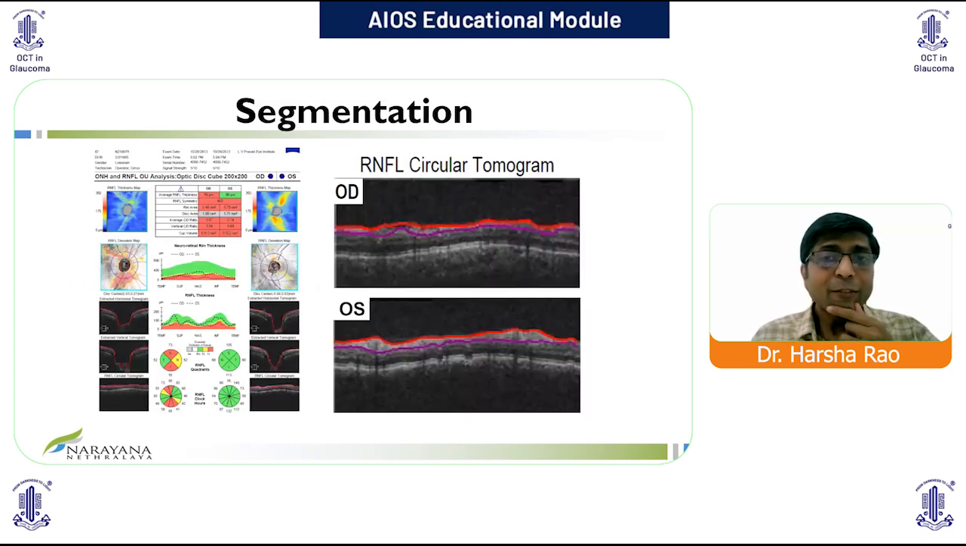So here we have the RNFL circular tomograms, as I said earlier. Here, the anterior and the posterior border of the RNFL, which the software has segmented out, is shown on the tomograms. It may be very difficult to look for minor defects in the segmentation on these tomograms. However, gross defects would become very obvious.